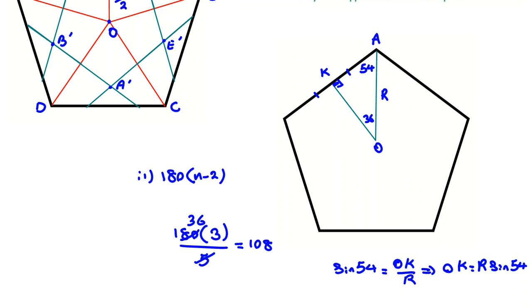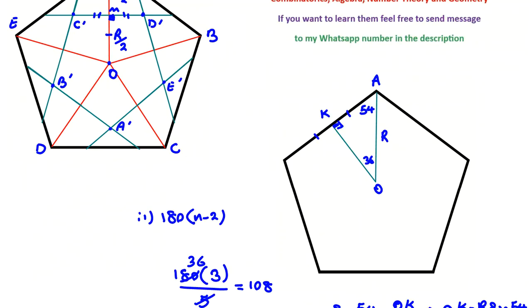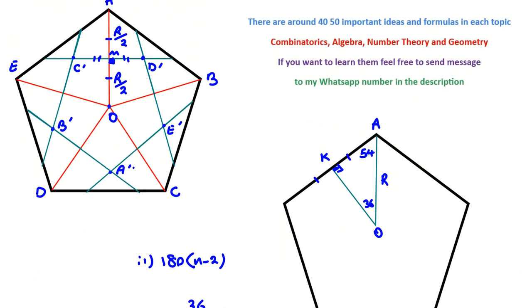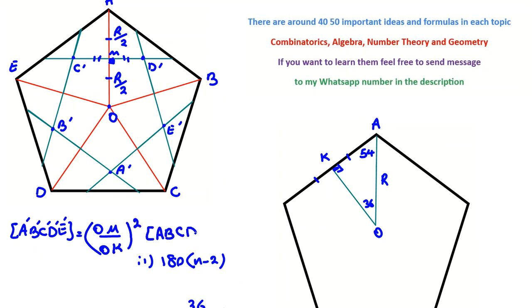Okay. Now, I know the area of A prime, B prime, C prime, D prime, E prime, because it is similar to ABCDE. If we want to find the area of ABCDE, we should divide two similar lengths, like OM over OK, squared, times the area of A prime B prime C prime D prime E prime. In similar figures, when you want to find area, it is the ratio squared.